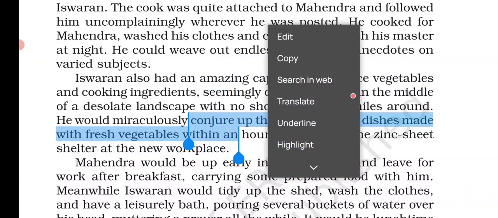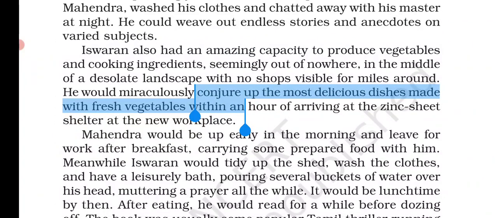And even in places which are not inhabited, the places where they live, sometimes they are isolated or remote areas. Even in those areas, Ishwaran is able to produce the vegetables and ingredients which you will not find easily. And, yes, miraculously means very surprisingly, when you don't expect it, very unnaturally, as if with magic, and he also makes good dishes and good food.